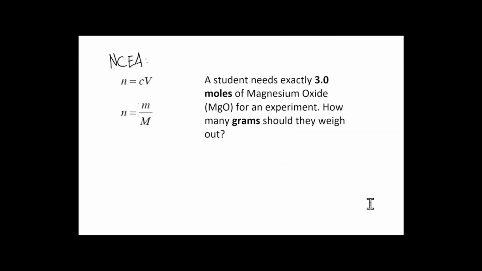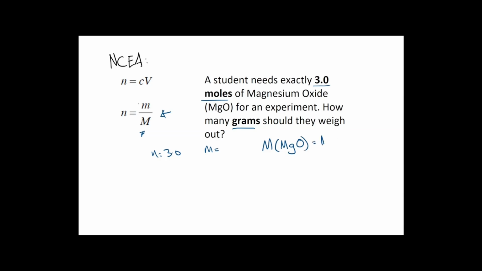Next, we're told that a student needs exactly 3 moles of magnesium oxide, MgO, for an experiment. How many grams should they weigh out? Let's look at what we've got and what we're looking for. So we're told that this student has 3 moles, so N equals 3.0. We're looking for grams, so we're looking for the actual mass. So in order to find that, we need to use this equation, but we need to find the molar mass of MgO.